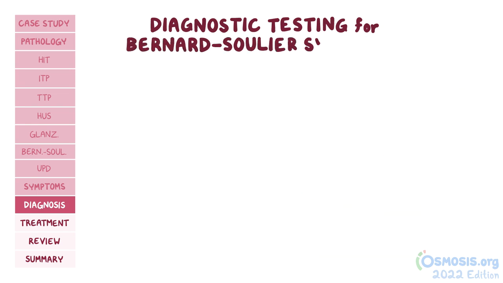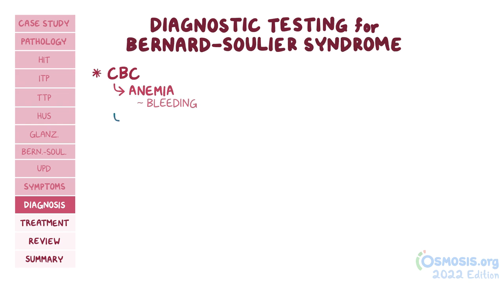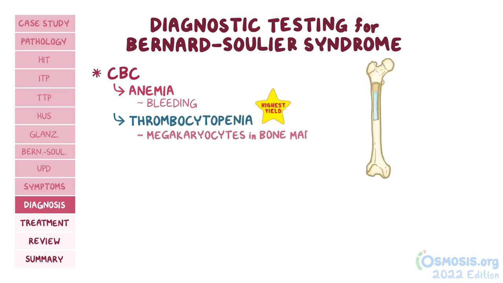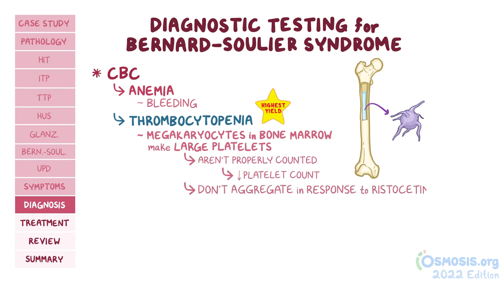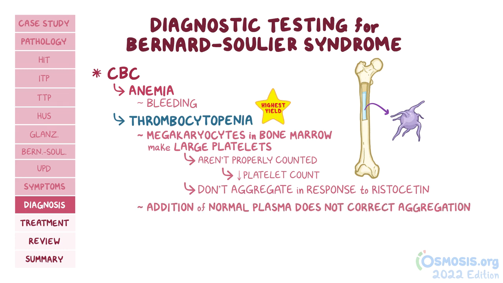Now, in Bernard-Soulier syndrome, a CBC can show anemia from bleeding, and there may also be a thrombocytopenia. That's because the megakaryocytes in the bone marrow make really large platelets that aren't properly counted by the platelet counting machine, resulting in a low platelet count. These giant platelets do not aggregate in response to ristocetin. However, addition of normal plasma to the test sample does not correct platelet aggregation, because there's a defect in the platelet receptor, and not von Willebrand factor.